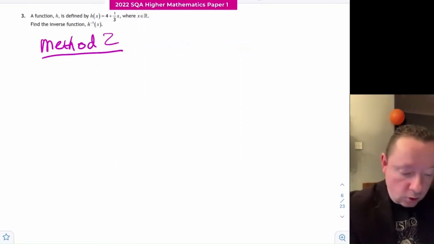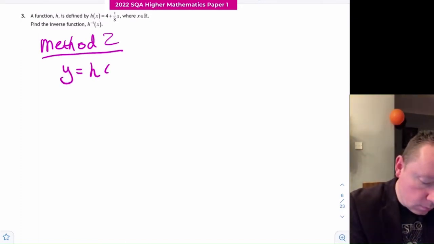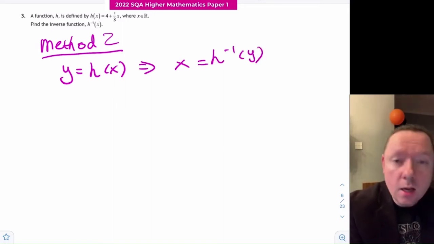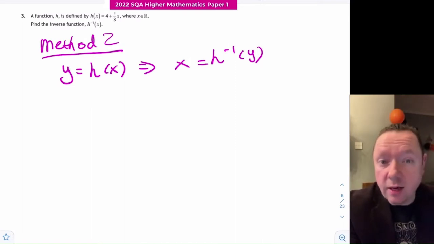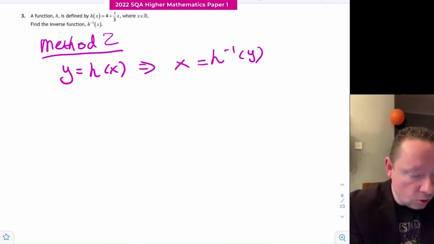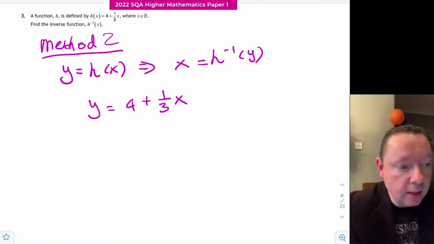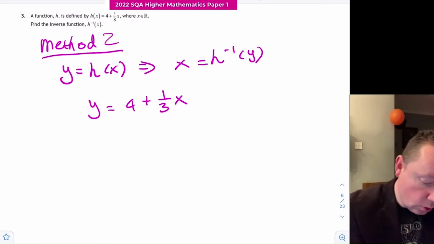Okay, so method 2 is much more common, I've seen in high schools, is where you say that y equals h of x, and that implies that x equals the inverse function of y. In other words, writing y equals the function, if you make x the subject, that gives you the inverse function, okay? So we have got y equals 4 plus a third x in this case, and then we would get a mark for starting to rearrange this. So you could get a mark for doing y minus 4 equals a third x.